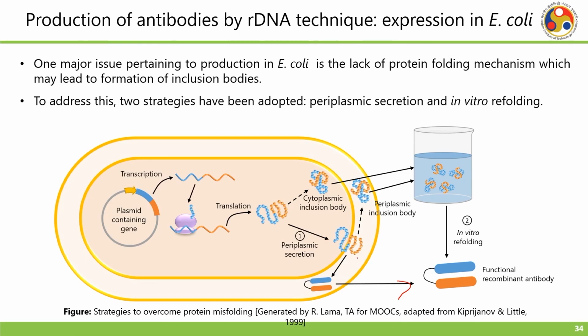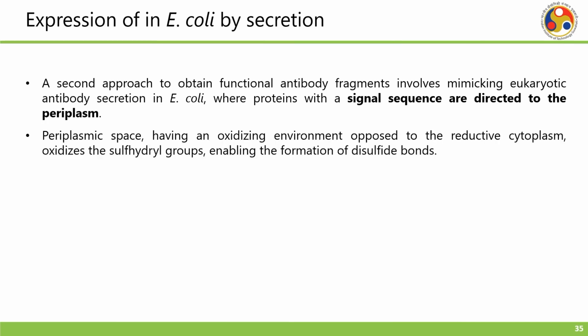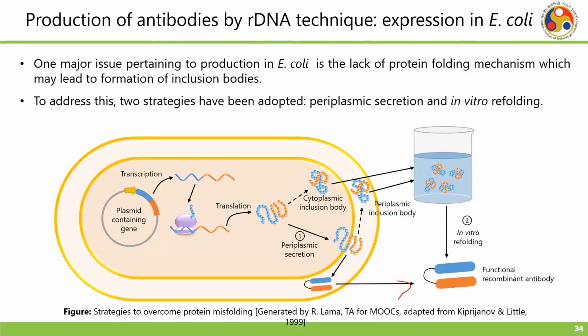Once it is in the periplasm, we go for the separation, isolation, and then we allow for in vitro refolding. A second approach to obtain this functionality involves mimicking eukaryotic antibody secretion in E. coli, where proteins with a signal sequence are directed to the periplasm. The periplasmic space, having an oxidizing environment as opposed to the reductive cytoplasm, oxidizes the sulfhydryl groups, enabling the formation of the disulfide bonds over here, as you can see.